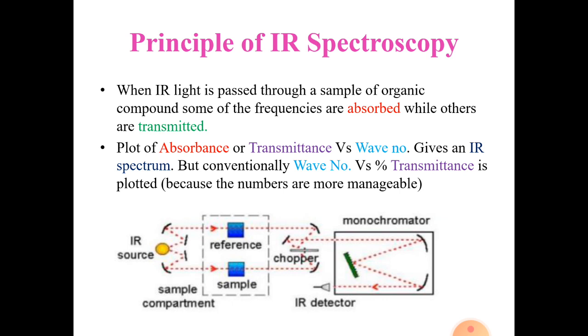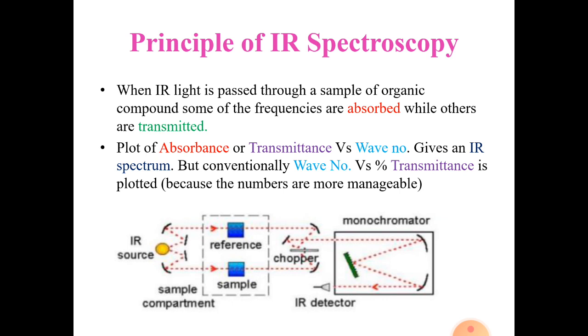Here the diagram shows the IR spectroscopy, which consists of IR source, IR detector, monochromator, chopper, reference as well as sample in the compartment. So the IR source emits IR radiation, which is divided into two equal halves by a slit and a reflector, and passed through the reference as well as the sample. The reference as well as the sample absorbs or transmits the radiation.